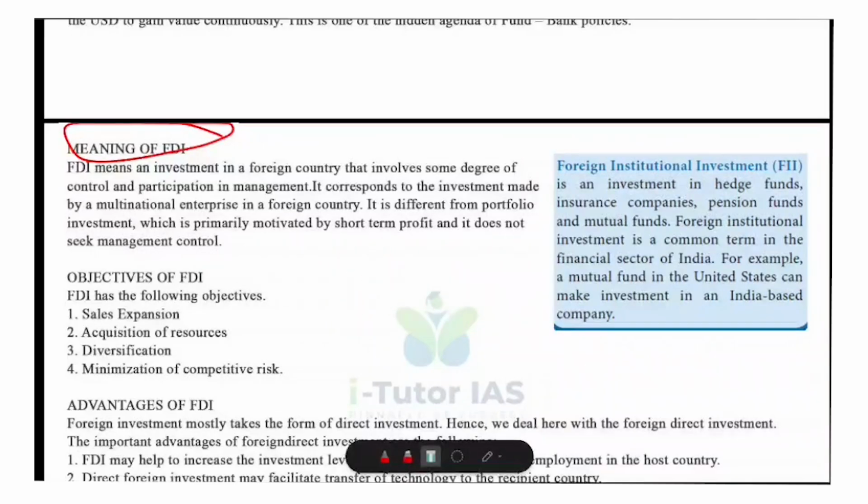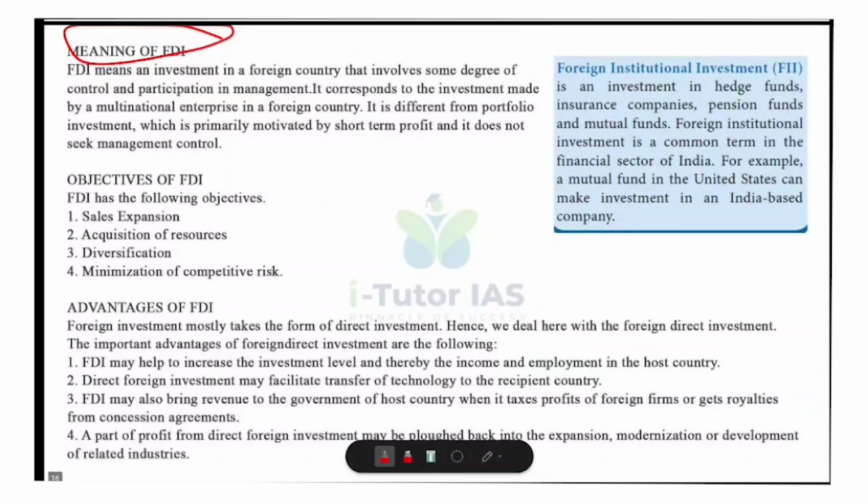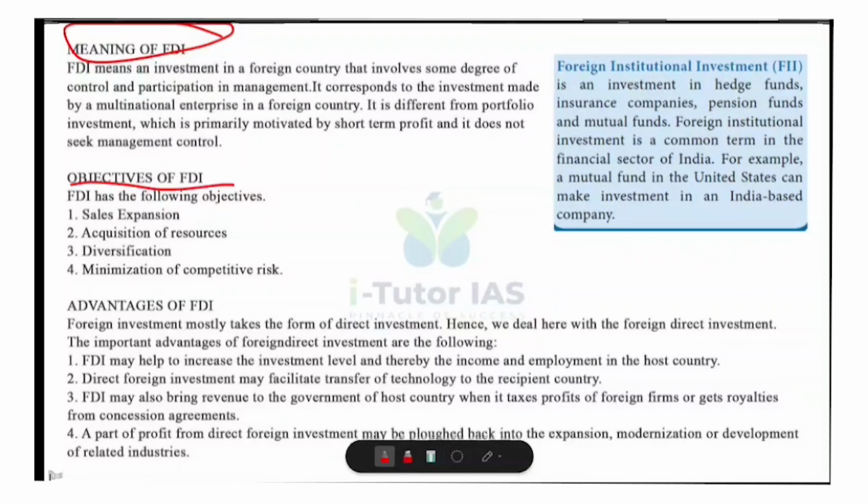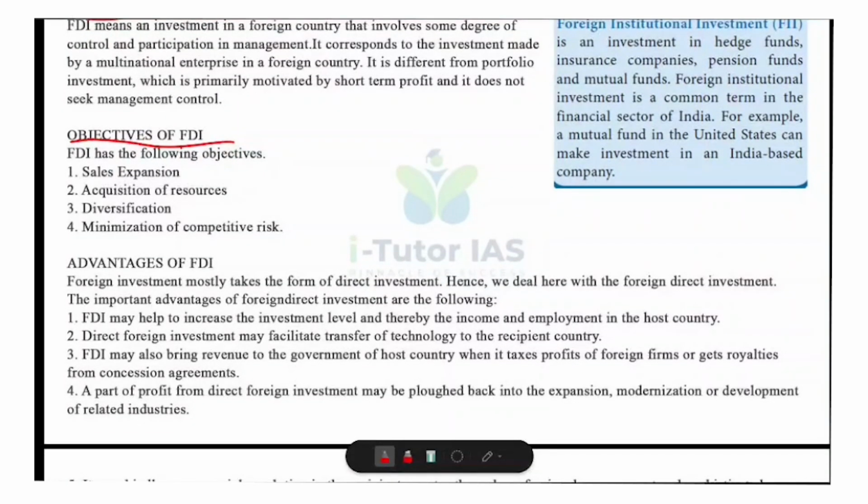Okay. Now, objectives of FDI. Foreign direct investment is not done randomly. It has clear business objective. So we can explain it in detail. First one, sales expansion. Companies invest in foreign countries to increase their market size. For example, Coca-Cola, they set up production units in India to reach more consumers locally rather than exporting all products from the US.